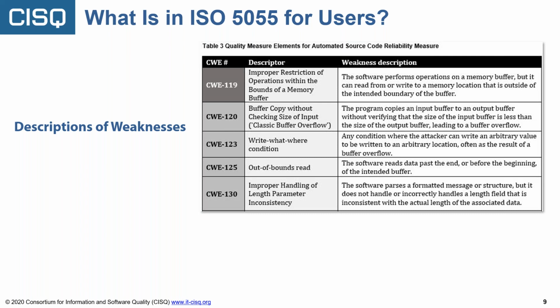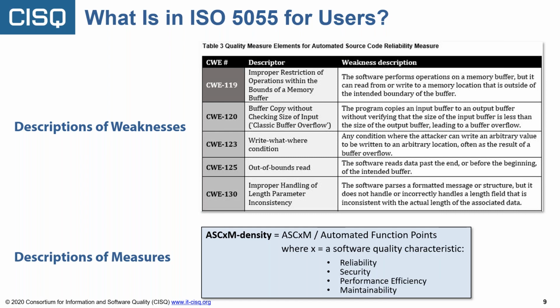You can see that here CWE 119 is the high level description of what a buffer overflow is, but then here's 4 of the 12 or 13 different instantiations of a buffer overflow. This shows you 4 of them, different ways that this can occur, different instances that would need to be detected by some form of static analysis technology. In addition, there's descriptions of the measures. The base measure for ISO 5055 is a simple count of the weaknesses in each of these 4 quality characteristic areas.